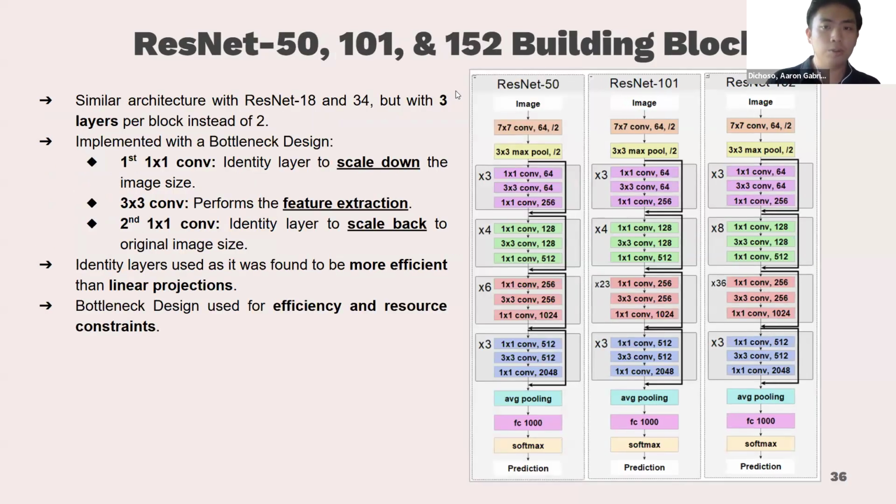Now, ResNet 50, 101, and 152 are very similar. However, the only difference is that they use 3 blocks per group instead of 1 block per group. So each one of these does a different thing. The first block is just to scale down the size. Then the 3x3 here sa gitna, in the middle, is used to perform the feature extraction. So this is what actually learns the features or creates the transformations being used in the image. And finally, this one, the last one, is just another layer to scale back the original image size.